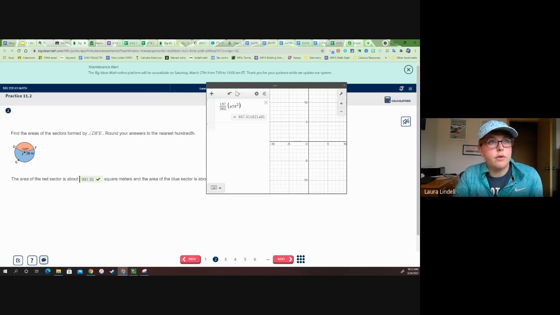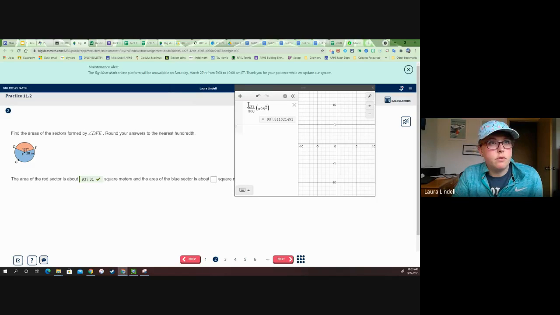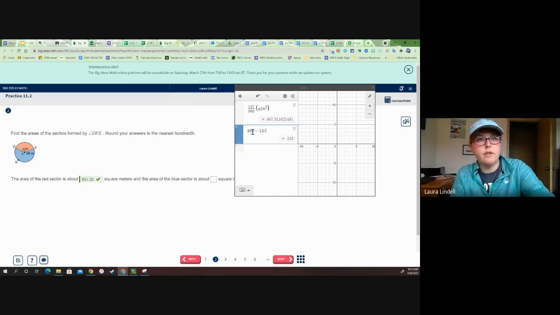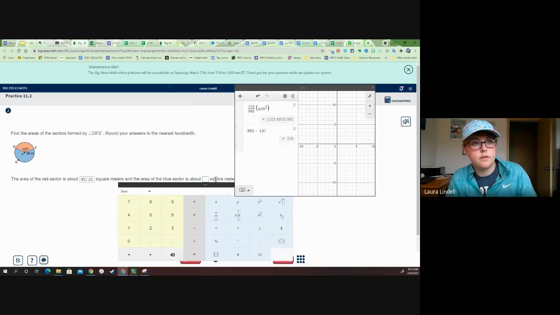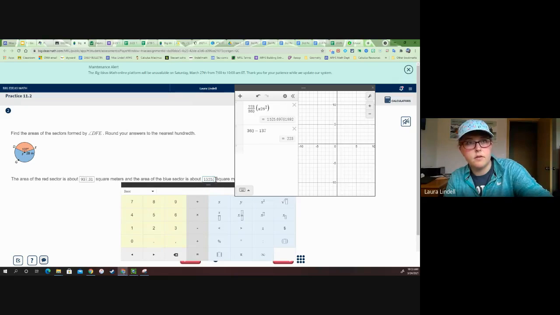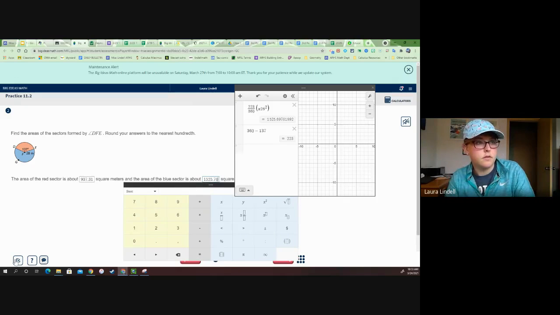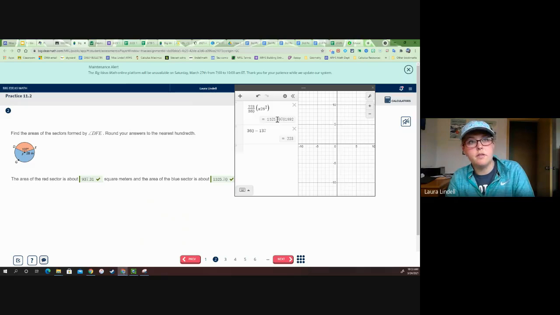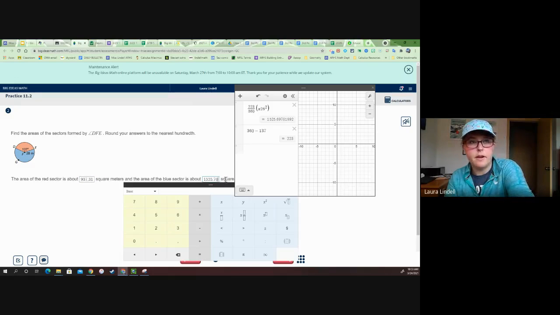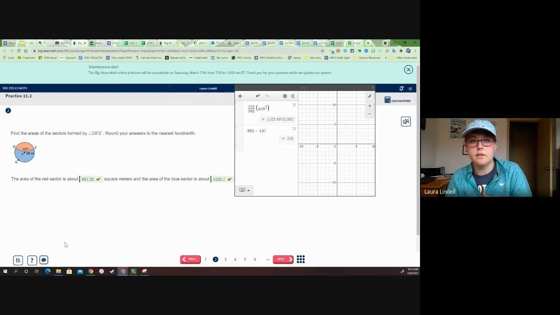You get 937.31. And then for the blue sector, we're doing the same thing, except we have to go 360 minus 137. So if you did that, you're on the right track. And then just replacing the angle up here with 223 instead. And this one rounds to 1,525.70 because the 7 rounds the whole thing up. I don't know if it will take it without the 0 on there. Let's find out. Yep, it does. Okay.